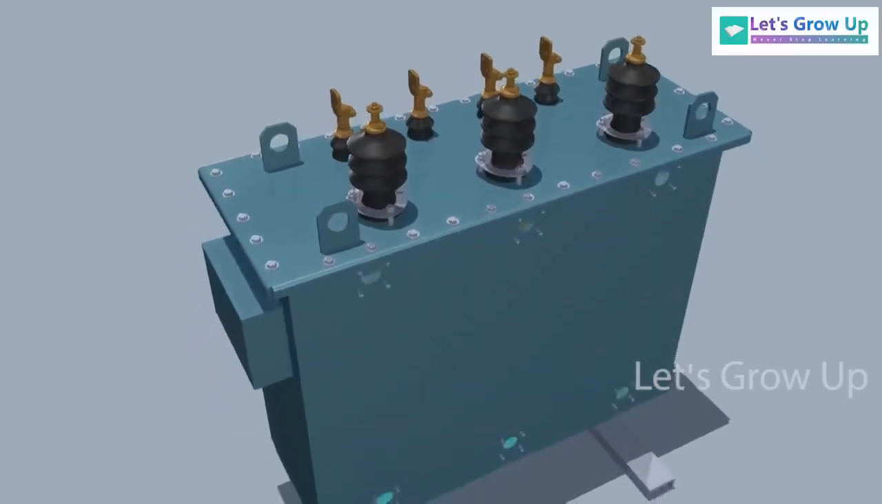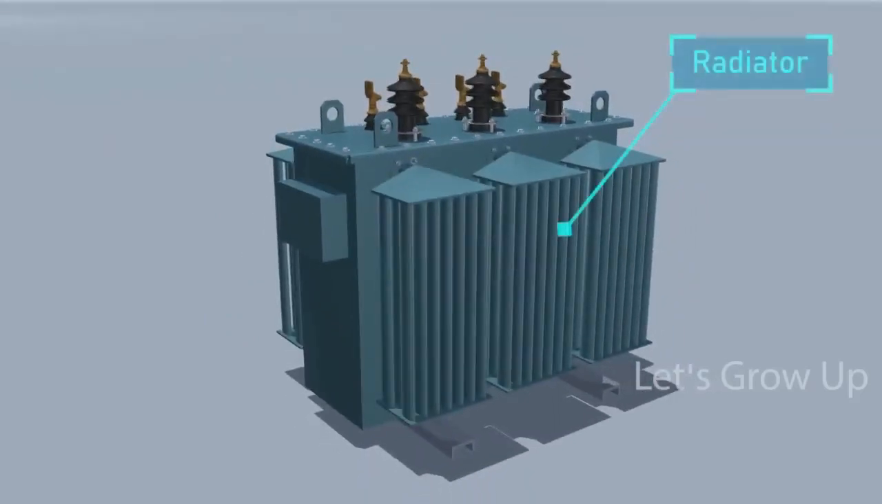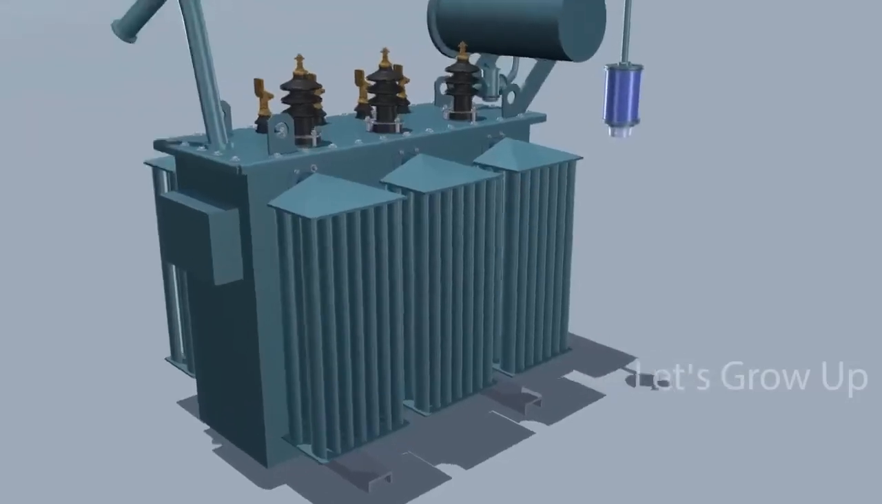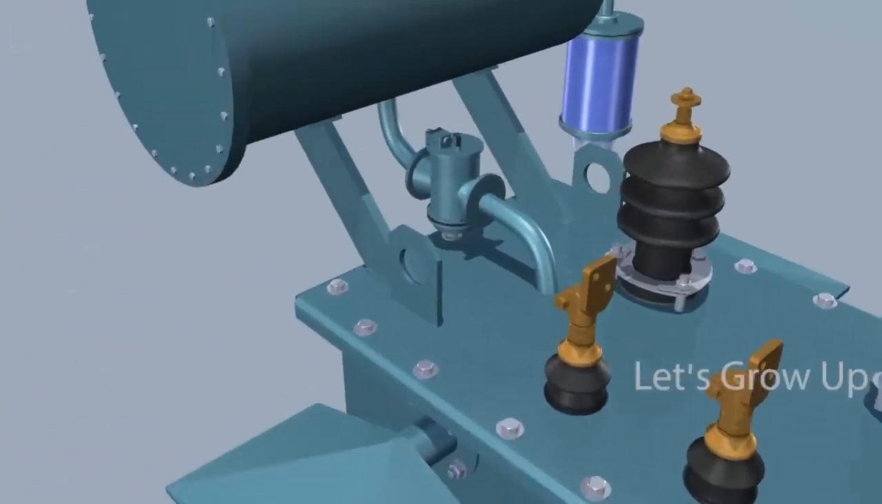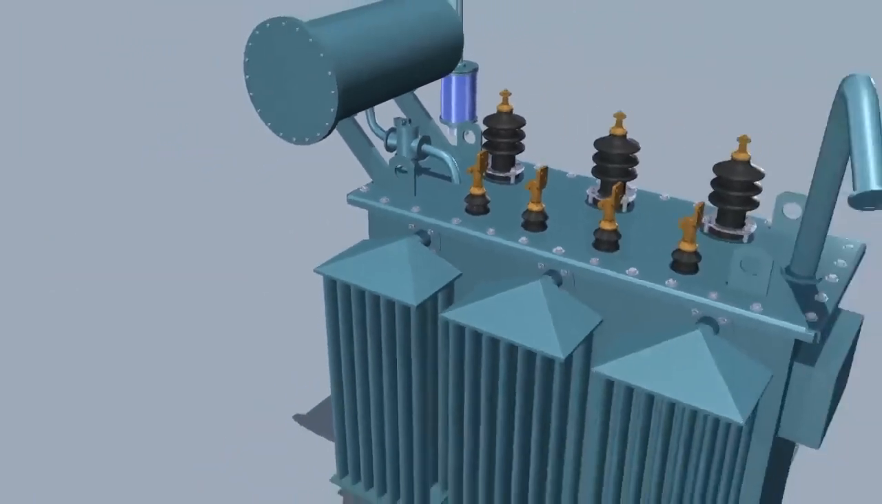Not only that, external cooling tubes or radiators are there. The radiator of the transformer accelerates the cooling rate, thus it plays a key role in increasing the loading capacity of an electrical transformer. A Buchholz relay is used to detect any fault inside the transformer. Hope you understand the working function of the transformer.